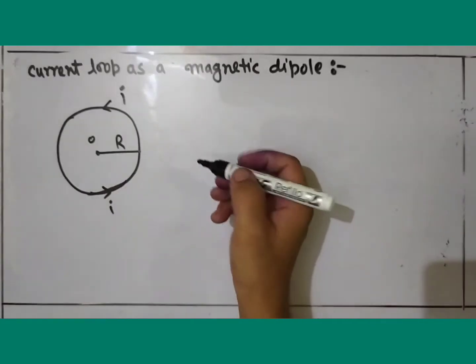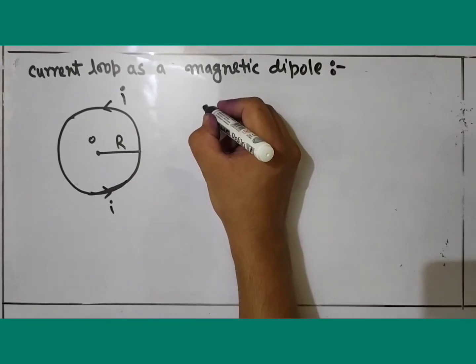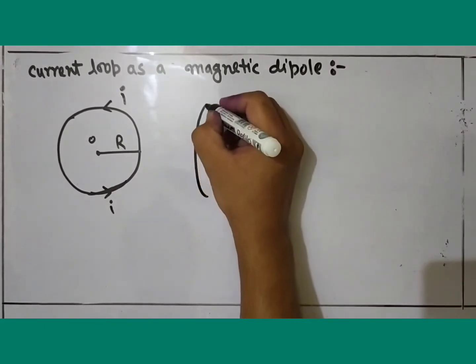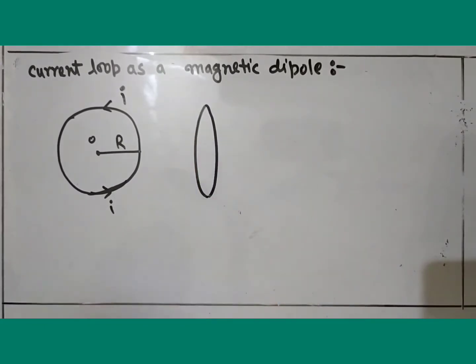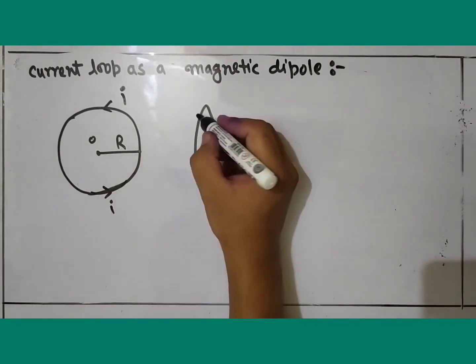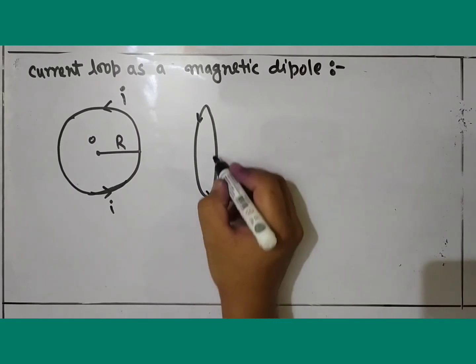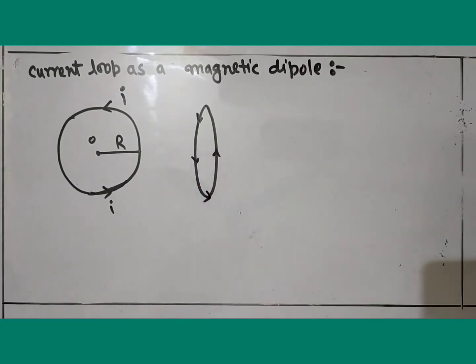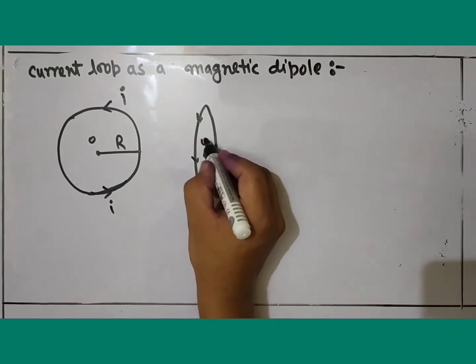Now if we take its side view, we can draw it in this way. Okay, and the current is flowing in anti-clockwise direction, so the direction will be represented in this way. Okay, this is the center O.